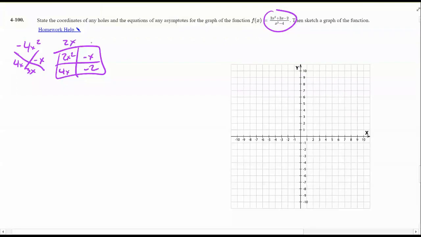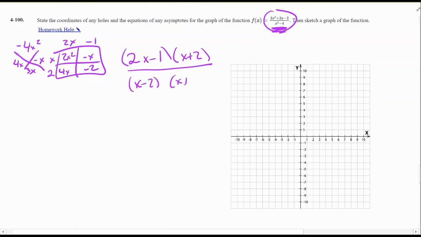Sorry if I'm going fast here, but this is going to be a long process if I were to go slow. So I've got 2x minus 1 times x plus 2 on the top. And then on the bottom, difference of squares, I've got x minus 2 and x plus 2. So I've factored f of x here.